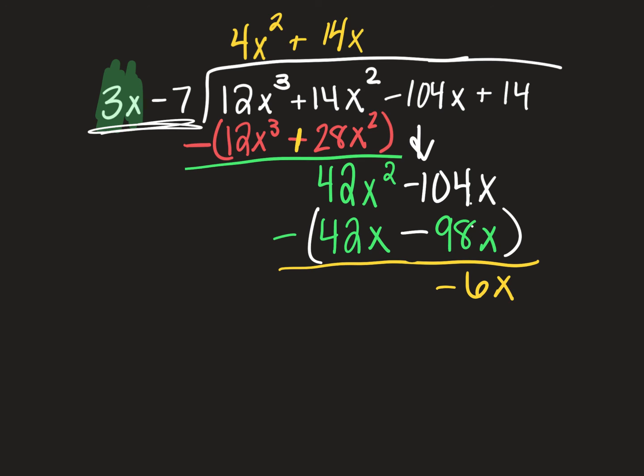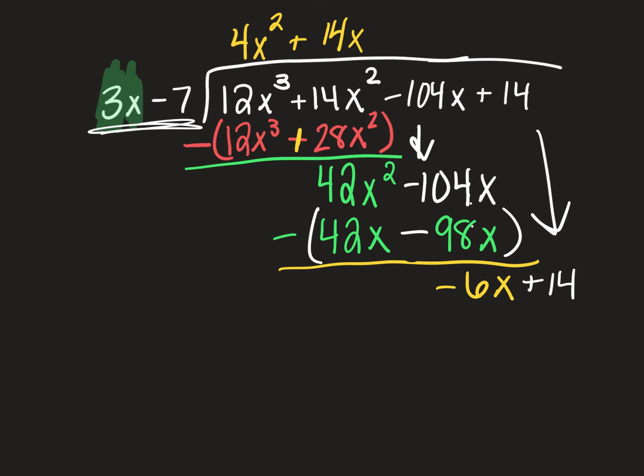All right, like I said, we will practice these again more together tomorrow, but let's try and wrap this one up. So again, 104 minus negative 98, or 104 plus 98, those two things mean the same thing, is negative 6x. Then you bring down the positive 14.